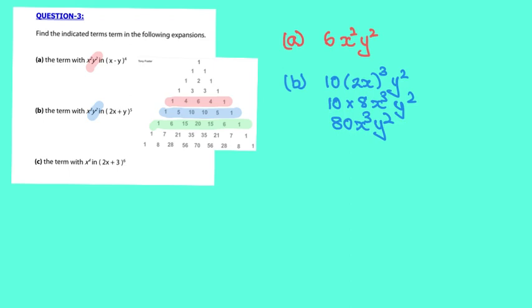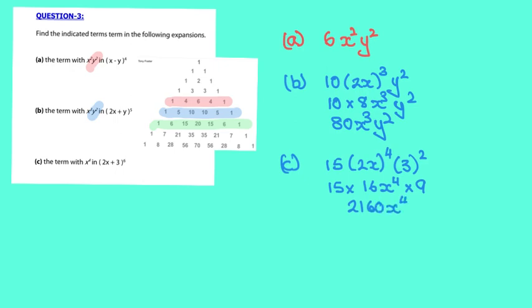So we can write 15. Now expand the others. (2x) to the power of 4, 3 squared. Multiply out, we get 15 times 2 to the power of 4, which is 16, x to the 4 times 9, which when you multiply out comes to 2160 x to the power of 4.